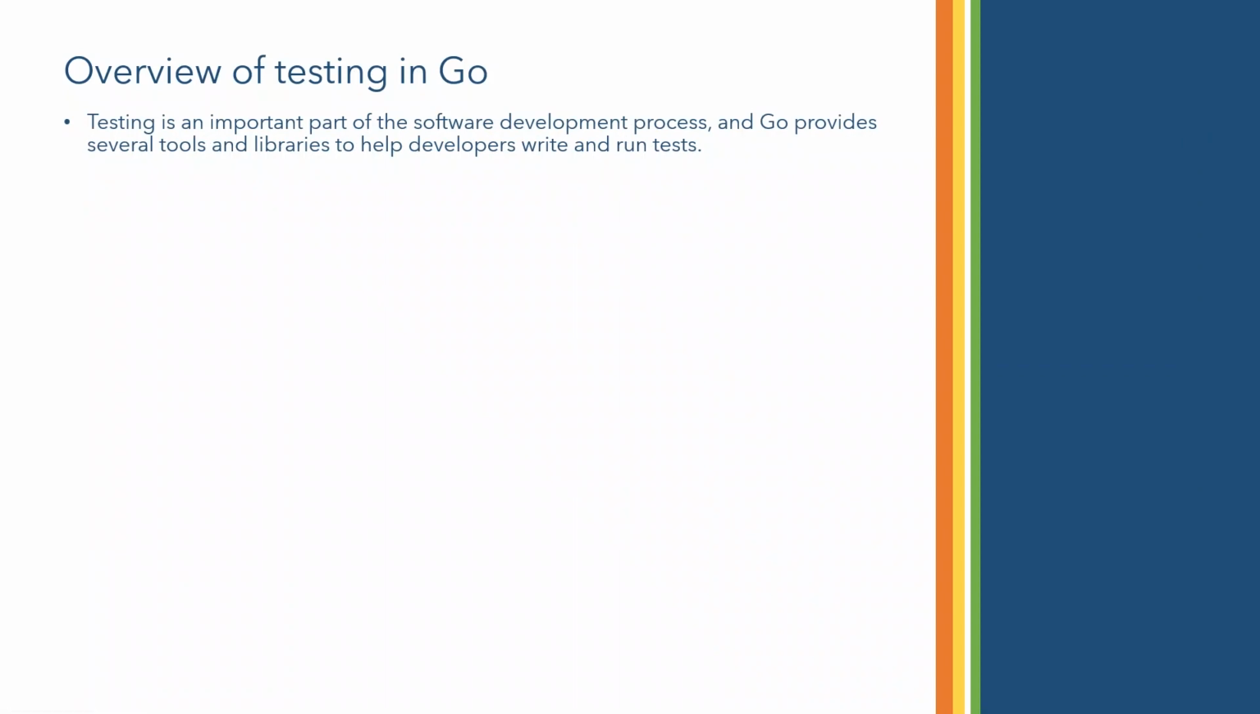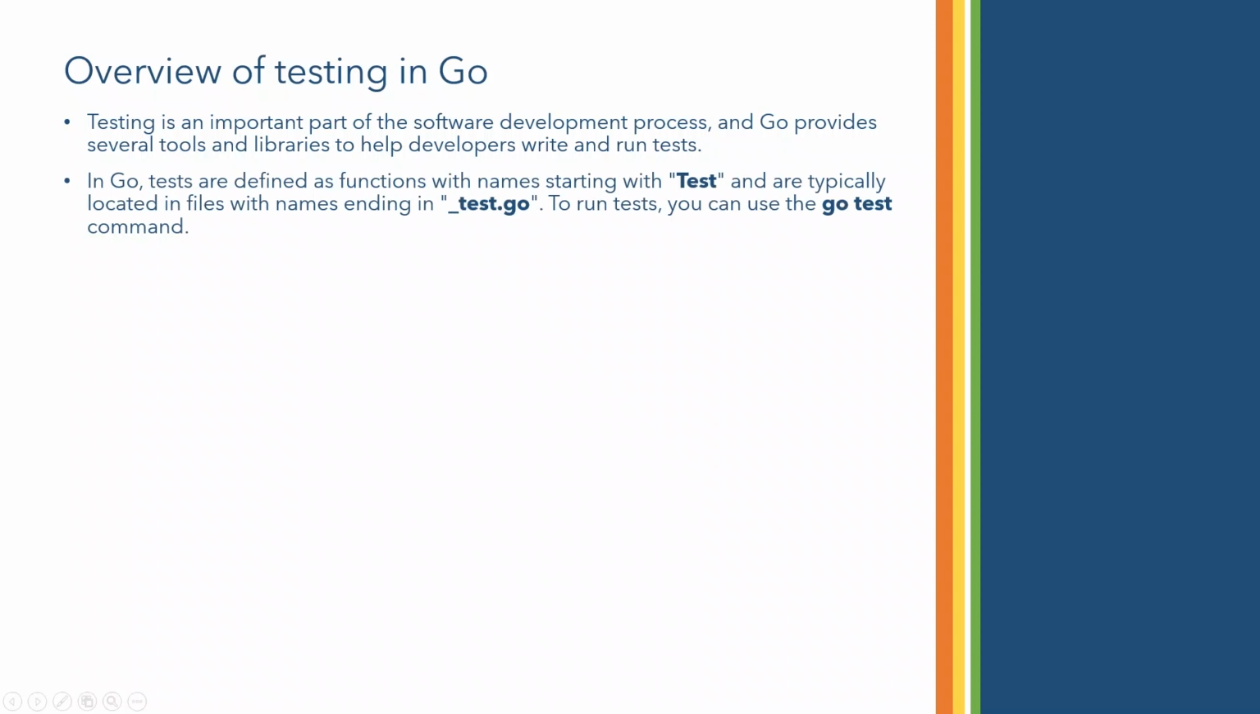Testing is an important part of the software development process, and Go provides several tools and libraries to help developers write and run tests. In Go, tests are defined as functions with names starting with Test and are typically located in files with names ending in _test.go. To run tests, you can use the go test command.